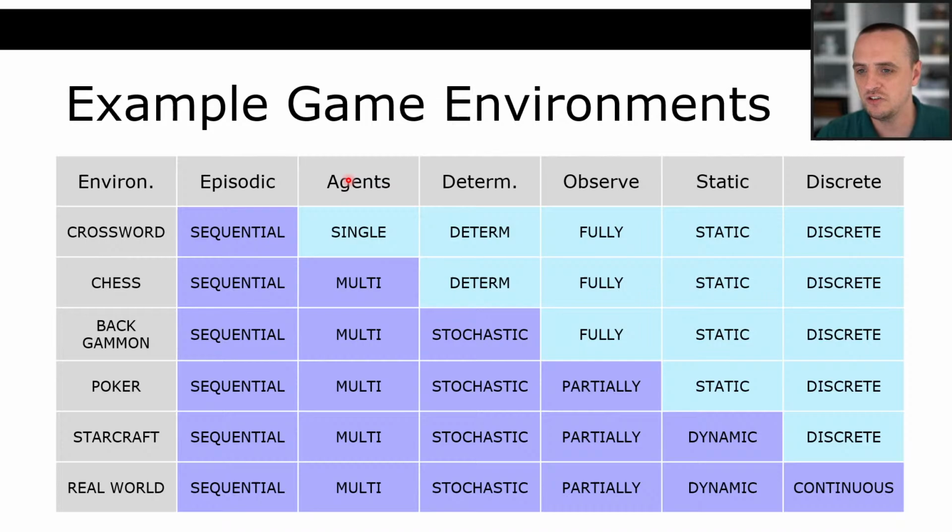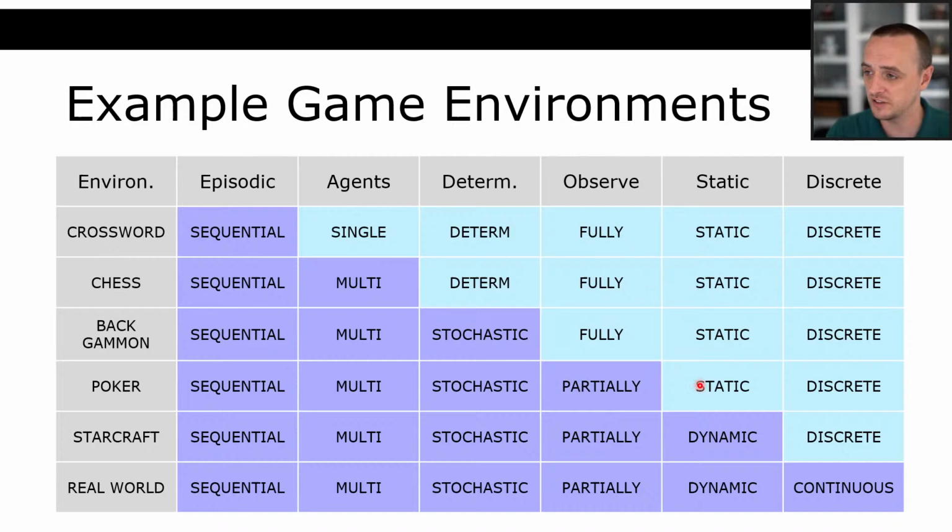Now, if we change the number of agents from a single agent game to a multi-agent game, now we have something like chess. So chess is a sequential, multi-agent, deterministic, fully observable, static, discrete environment, okay? Now, let's change from deterministic to stochastic. So backgammon, for example, is a game where it's sequential, multi-agent, but now it's stochastic with a fully observable, static, discrete environment. Now, let's turn the full observability of that game into partial observability. Now we'll hide some information. So we have poker. So poker has partial observability, but it's still static and it's still discrete, right?